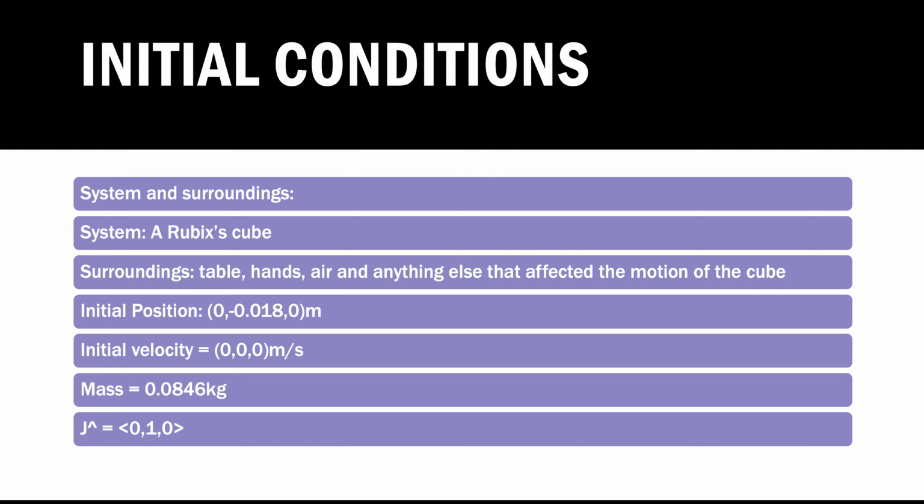Here are the initial conditions in the lab. The system is a Rubik's Cube. The surroundings are tables, hands, air, and anything else that affected the motion of the cube. Initial position vector is 0, negative 0.018, 0 meters. Initial velocity is 0, 0 meters per second. The mass is 0.0846 kilograms, and j hat is 0, 1, 0.